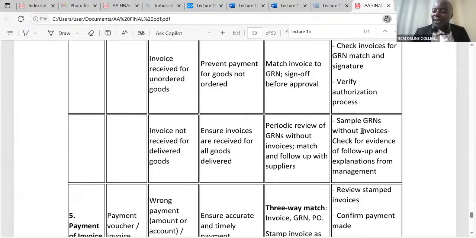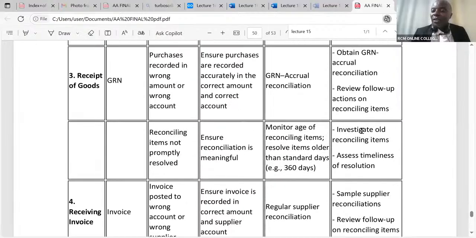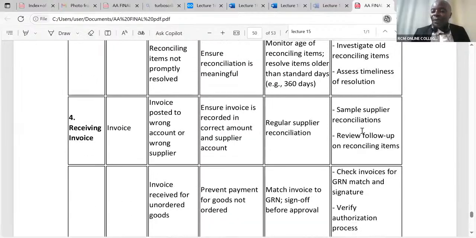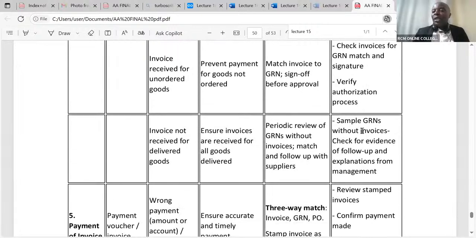Now here we are looking at this as auditors. The audit test procedures. So in this case here, sample GRNs without invoices, check for evidence of follow-up and explanations from management because of the inquiry. Remember when we talk of inquiries, I'll be able to help you know how to expand this. So you're not just talking to management internally in terms of inquiries. As an auditor, just ask for permission, in this case here, and do a supplier circularization.